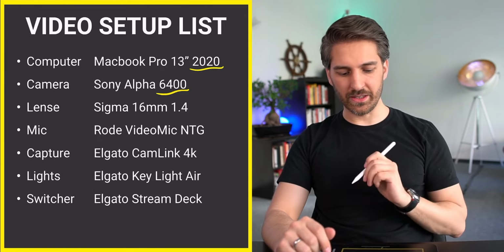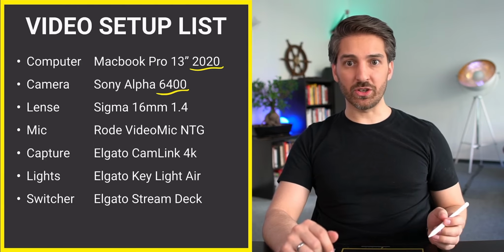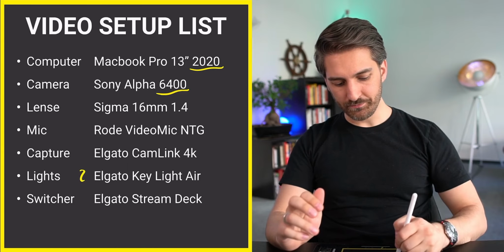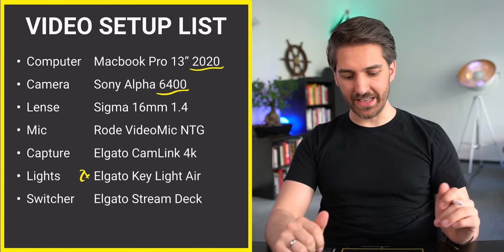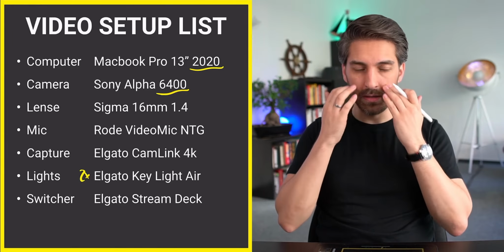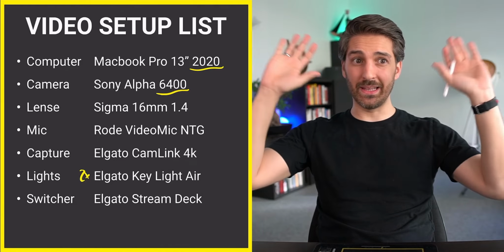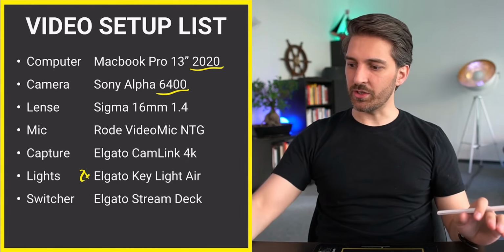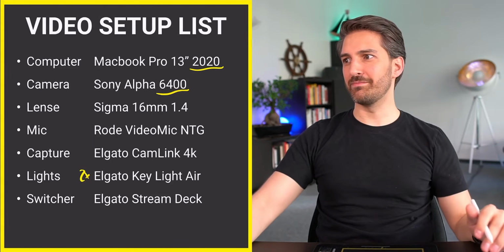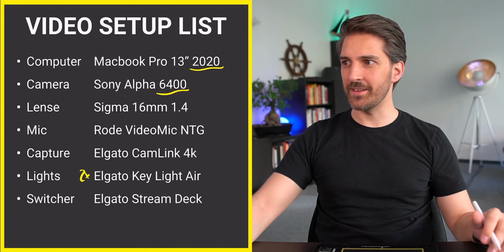Using this, I would get the VideoMic NTG. I would get the Elgato CamLink as a capture card. I would get 2 Elgato Keylight Airs. They also have a big version, which is much more expensive. If you just want to have one light, yes, maybe go for it, but these are plenty bright. Yeah, I could not turn up the full brightness here. Let me try. See, I'm already blowing out. Yeah, and it's not the highest brightness level yet.